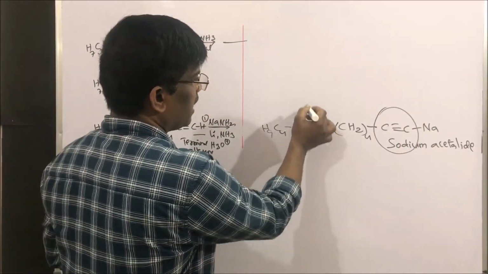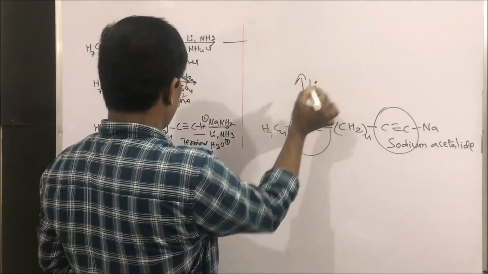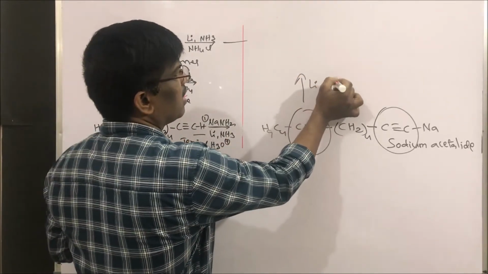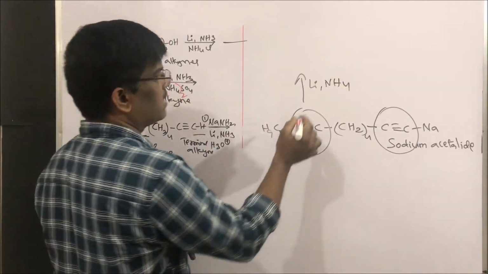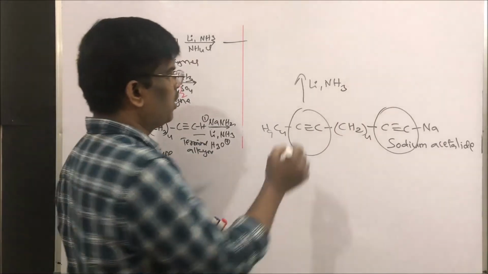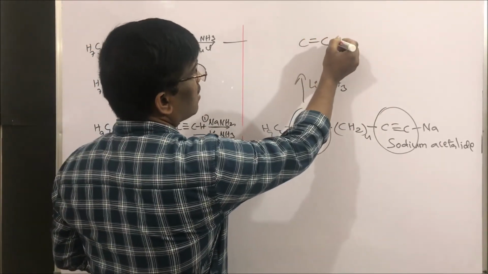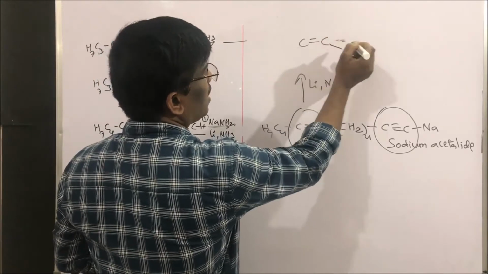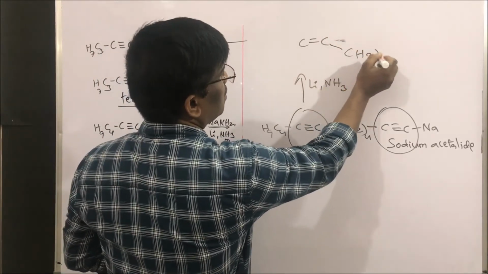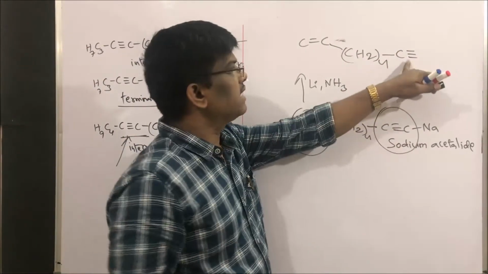Whereas this group, yes, we have this group. Let us add lithium and ammonia, followed by acid. Lithium and ammonia, what happens? We are going to get trans-alkene. Let us write the trans-alkene, trans, CH2 taken 4 times. So the terminal alkyne is intact.